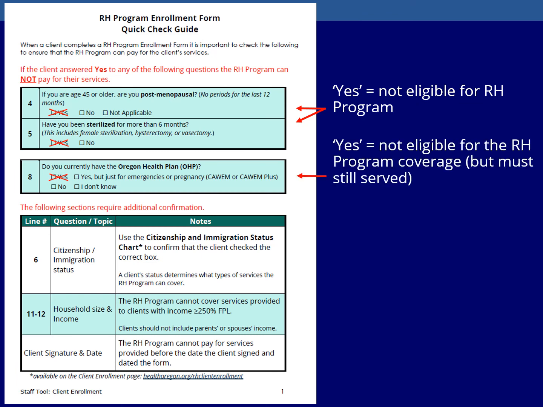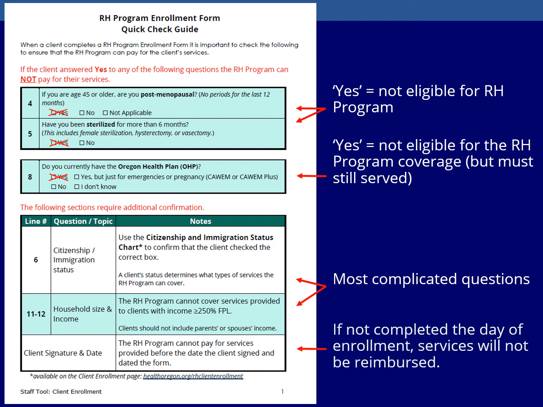If a client checked yes to question 4 or 5, they are not eligible for the RH program. Clients must either be able to get pregnant or get someone else pregnant. If a client checked yes to question 8, they are not eligible for RH program coverage, but they must still be provided services. Questions 6 and 11 and 12 are the most complicated, and you should check with the client to ensure that they answered correctly. And finally, if the client has not signed and correctly dated the enrollment form, the services they received that day will not be reimbursed and you won't be able to bill the client.